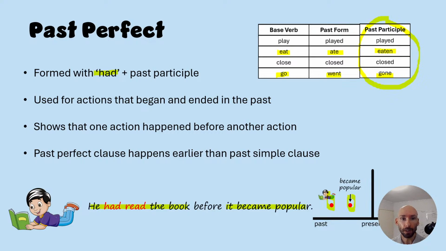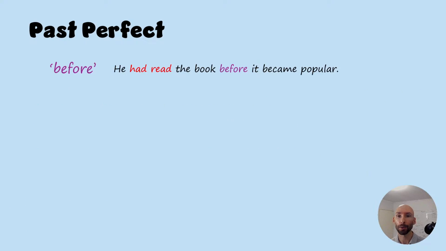And because it's used to sequence events, in the next slide here, we're going to have a look at some commonly used words or sequencing words that are used with this tense. And we're starting off with the word before. I'm using the same example that I used in the slide earlier, which was he had read the book before it became popular. So it's just good to know that we often do see the word before used with past perfect.